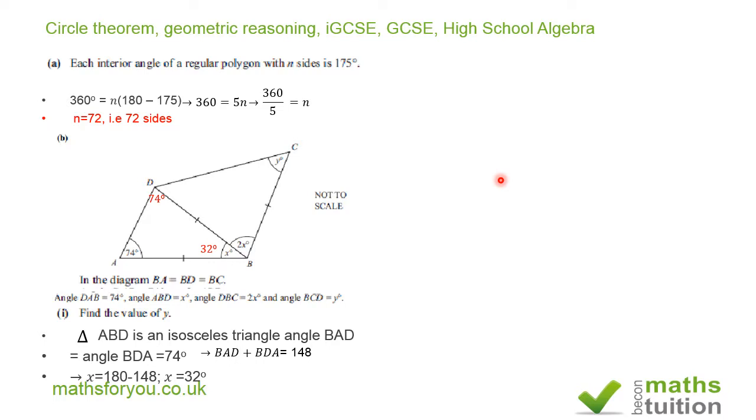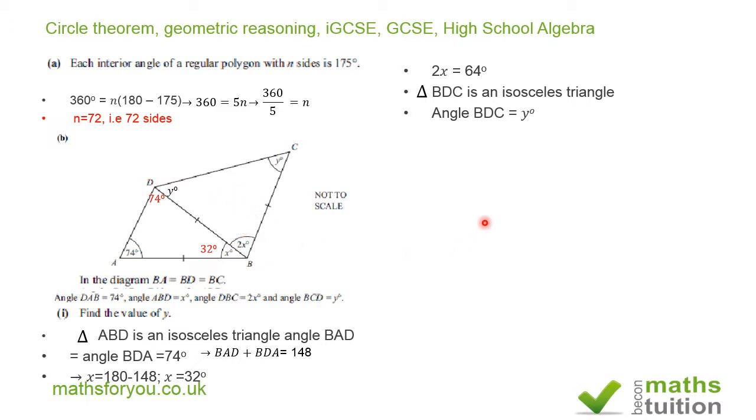Okay. Now, if x is 32, then it follows that 2x has got to be 64. Now, in this triangle, this one here, clearly again, this is an isosceles triangle. If this is y degrees, that must also be y degrees. Okay, right. We know that's 64.